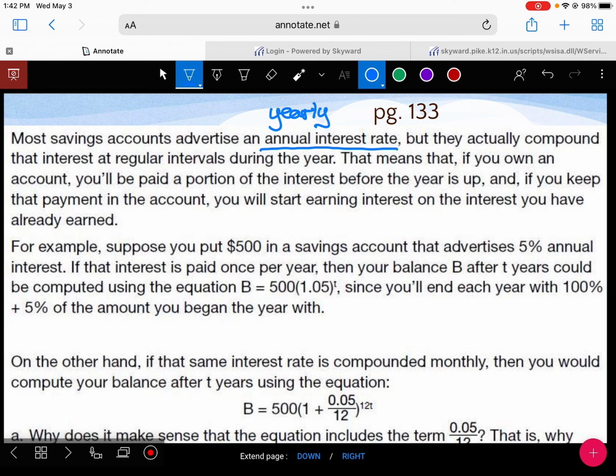That means that if you own an account, you'll be paid a portion of the interest before the year is up. And if you have that payment in the account, you will start earning interest on the interest you've already earned.